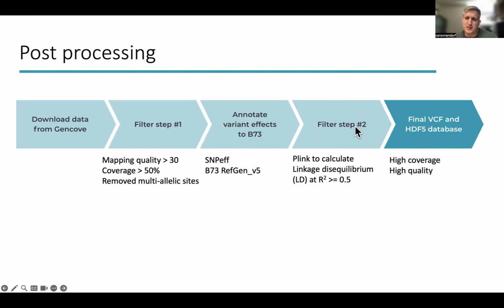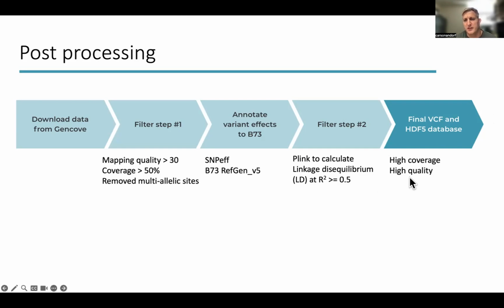From there, we did a second filtering step where we used PLINK to calculate the linkage disequilibrium, or LD, looking for a max R squared of greater than or equal to 0.5. Just to make sure there's at least one other locus in the data set that's highly linked to the variant of interest.